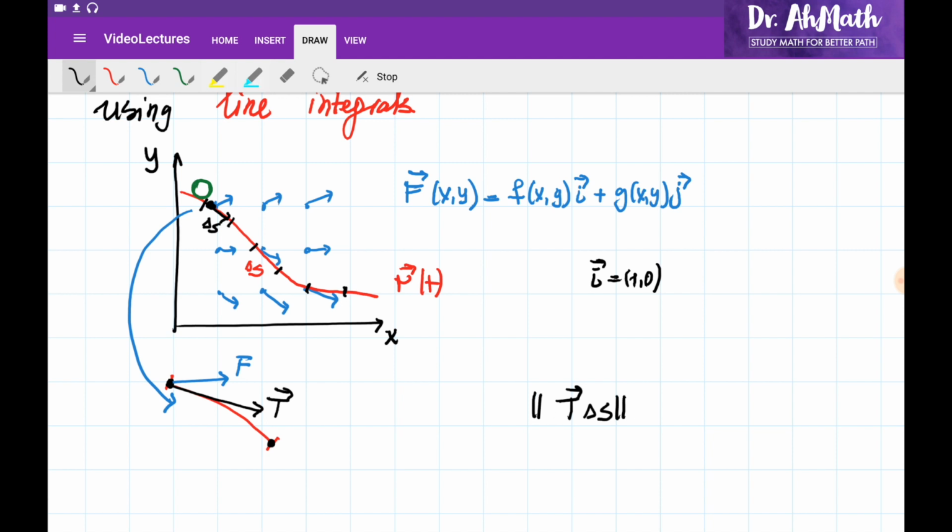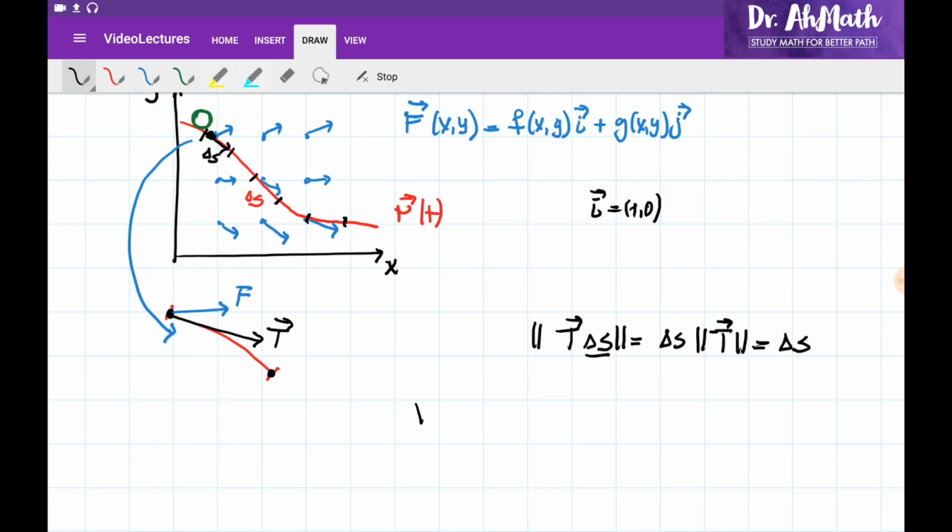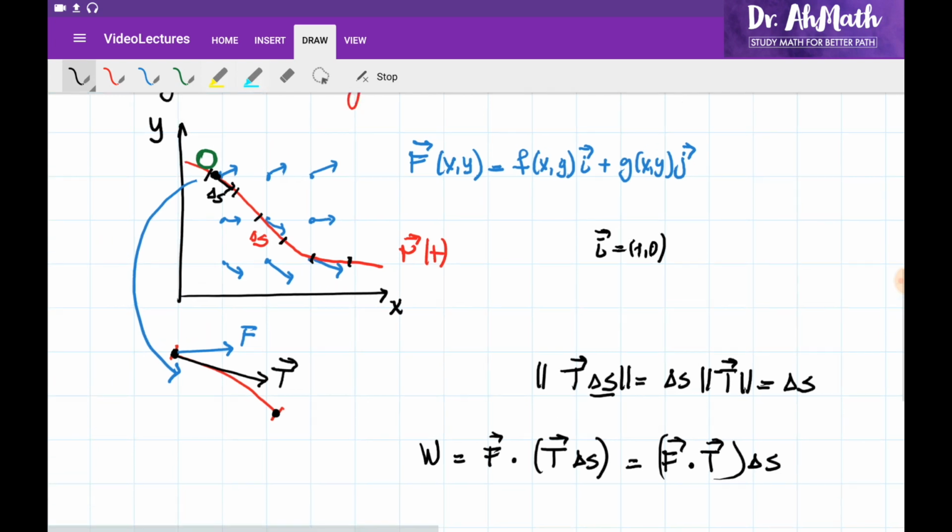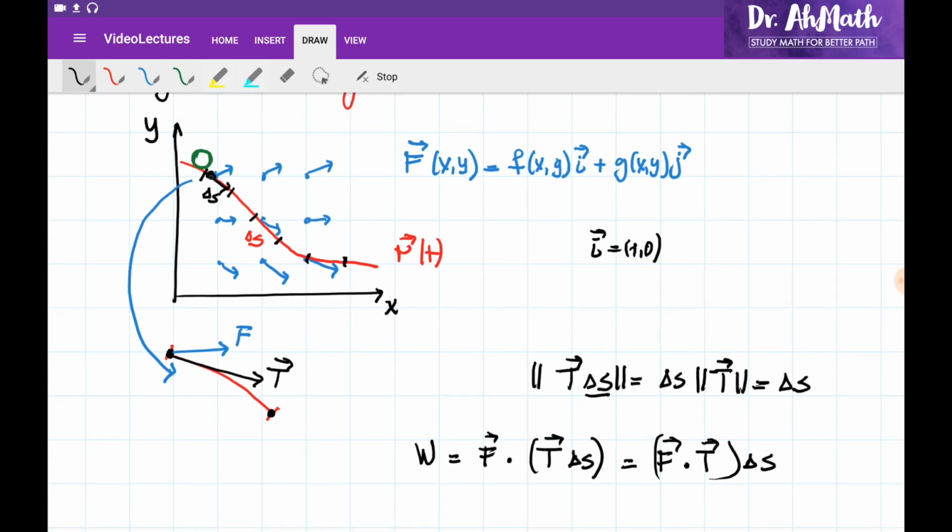Because if I take the length of this, since delta s is a constant, it would be the constant multiplied by the norm of this vector T, and since T is a unit tangent vector, it would be simply delta s. And we've learned before that the work which we have to do in order to move the object a small piece would be roughly equal to the F vector dot product with T multiplied by delta s. We can take out delta s from the brackets and write this as F dot T multiplied by delta s. So this would be the work which we have to do in order to move this object in this small piece.